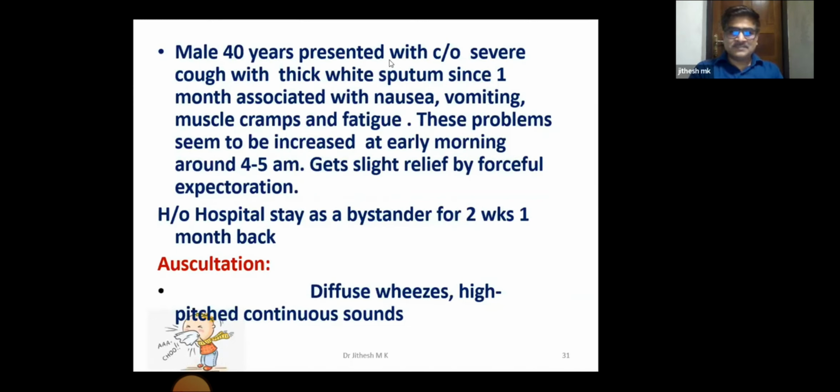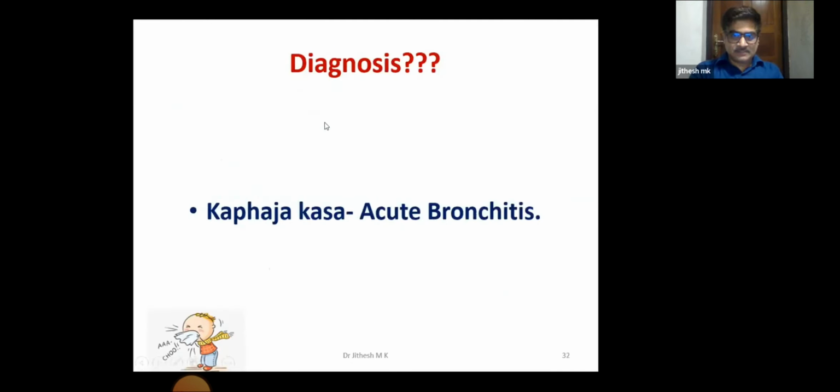Yeah, it is Kaphaja Kasa only. But there are two types of Kaphaja Kasa. Kaphaja Kasa occurring in a Durbala. Yes, exactly. Kaphaja Kasa, with that we will see. So now let's go. Is it Kaphaja Kasa probably with Durbala condition?